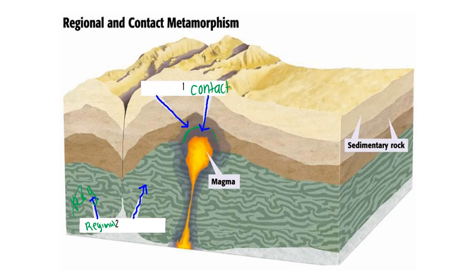Regional. So that's like all of these areas here. Heat and pressure just from the inside of the earth is going to change those rocks into metamorphic rocks. And that's going to be how most metamorphic rocks form, is through regional metamorphism.